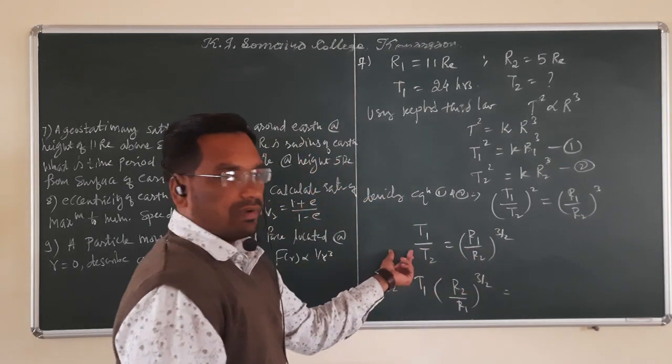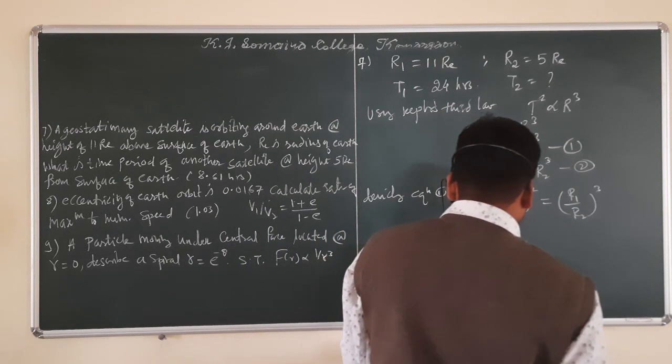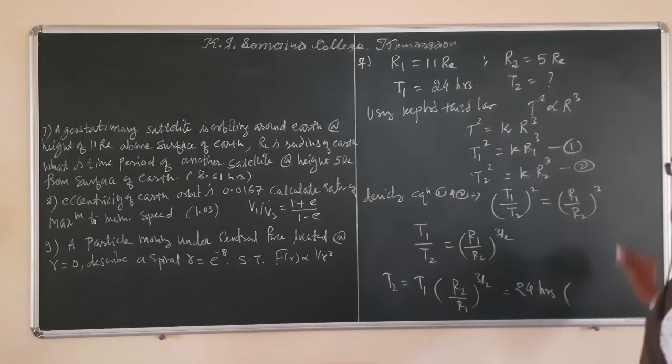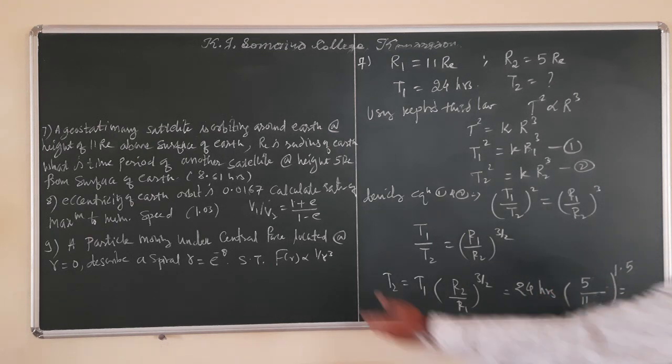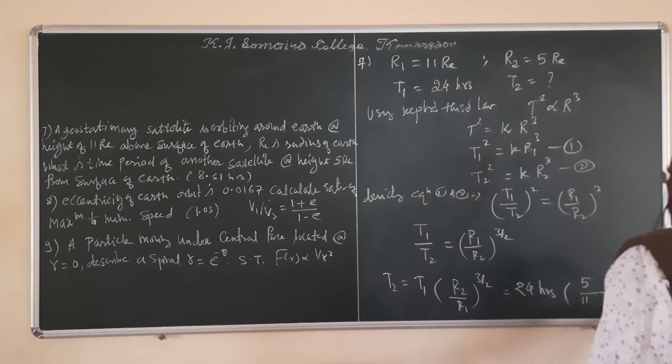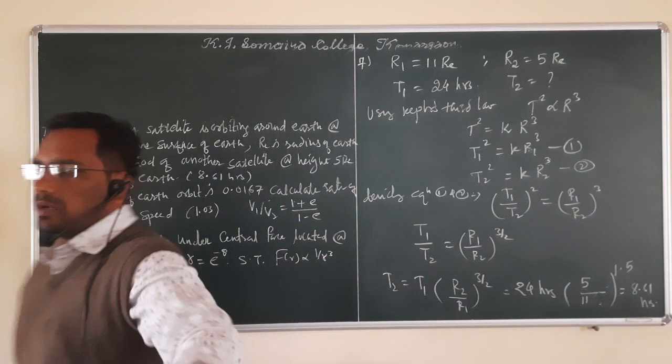If we take this term on the left hand side, now this is equal to T1, which is 24 hours, multiplied by R2. Now R2 is what? 5 RE, divided by R1, which is 11 RE, raised to 3 by 2. So this RE will get cancelled, and 5 by 11 raised to 1.5, 3 by 2 means. So first of all, find out this ratio, take raised to 1.5 and multiply by 24 hours. Using calculator, you will get answer as 8.61 hours. So this is the required answer of problem number 7.